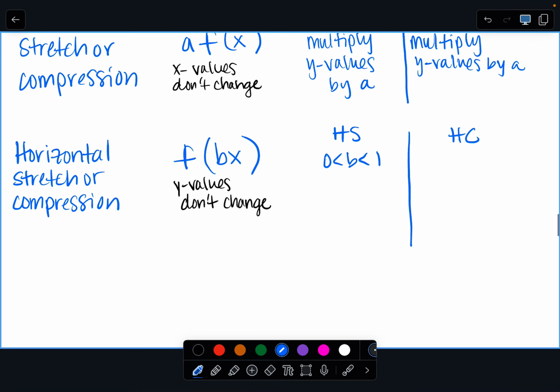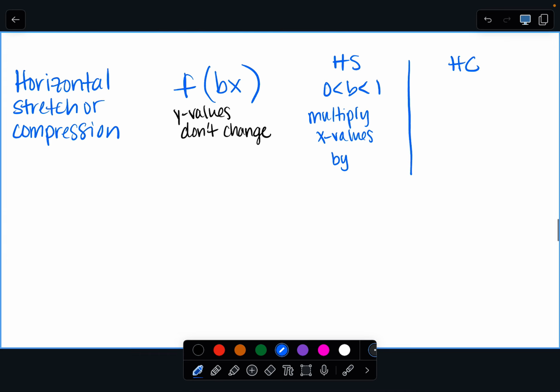This is going to be where we multiply X values by, now here's where it's tricky. We're technically multiplying by 1 over B. So whatever number we get that's in front, we're technically multiplying by the reciprocal, is what we call it. Same thing over here. B is going to be greater than 1. Multiply X values by 1 over B.